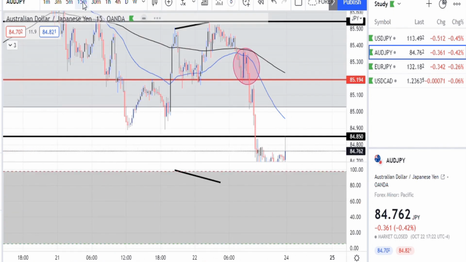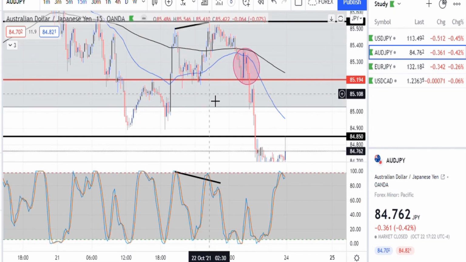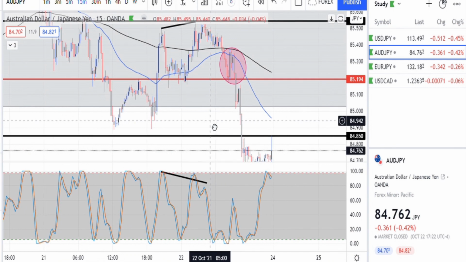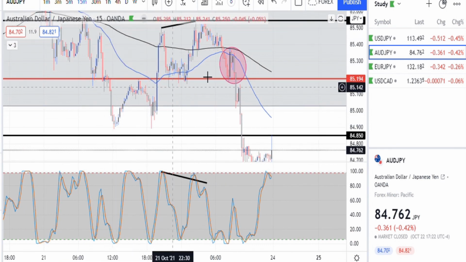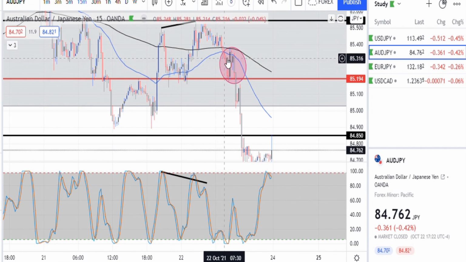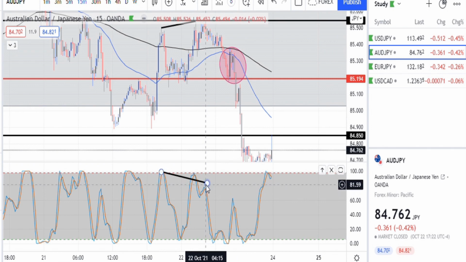Let's go down to the 15-minute. So yeah, on the 15-minute, our 50 is actually below our 200 EMA. And that's why it's very important to use multiple time frames. That's why it's very important. May be able to catch something.